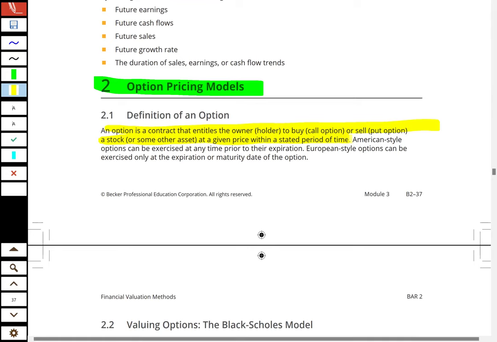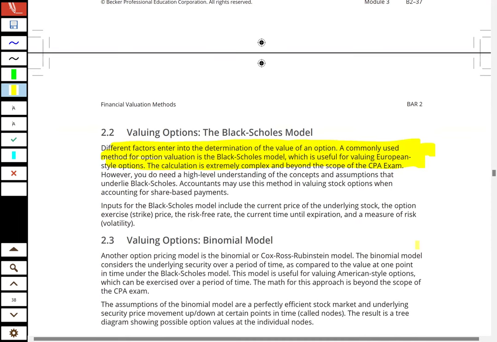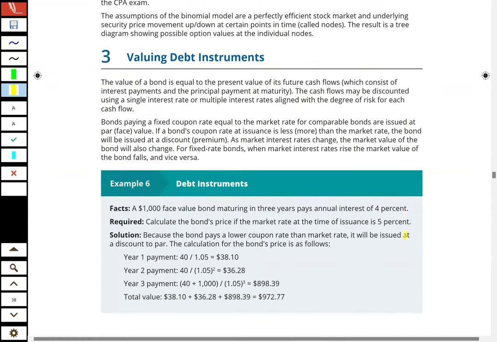Now there are different factors that enter into the determination of the value of the option. A common method is called the Black-Scholes model. The key thing you have to understand here is that it's beyond the scope of the CPA exam. If they're talking about the value of an option, and accounting for stock options is something we get into more in the FAR exam, they're going to give you the option price. We talk about it from the standpoint of options being provided to employees. So I'm not going to say much more about that. Just know that that's something that would be given to you on the exam.